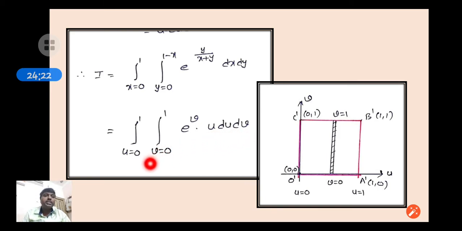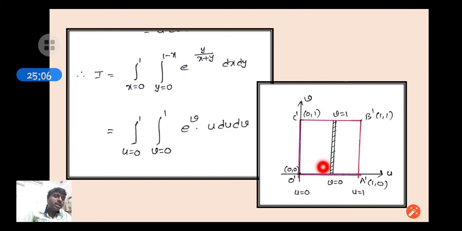Now think about the limits. The region R in the xy plane is a triangle. It is formed by 3 points, (0,0), (1,0), (0,1). Those 3 points are converted into 4 points here. Those 4 points are (0,0), (1,0), (1,1), (0,1). That means the triangle region is converted into a square region in the uv plane. So this is our region R xy.